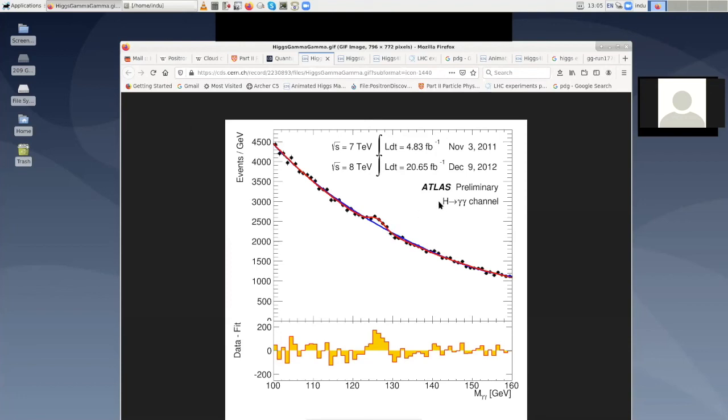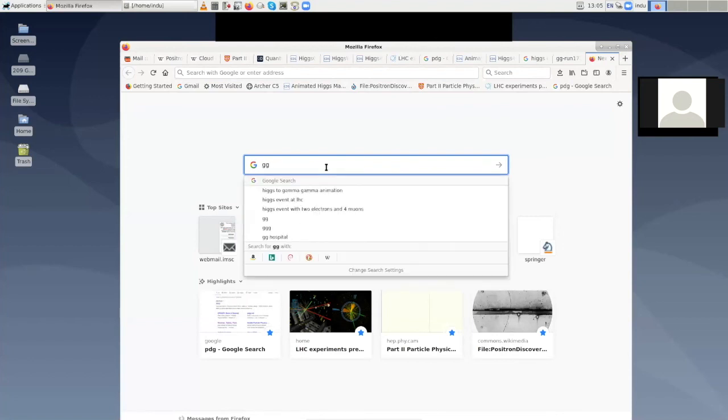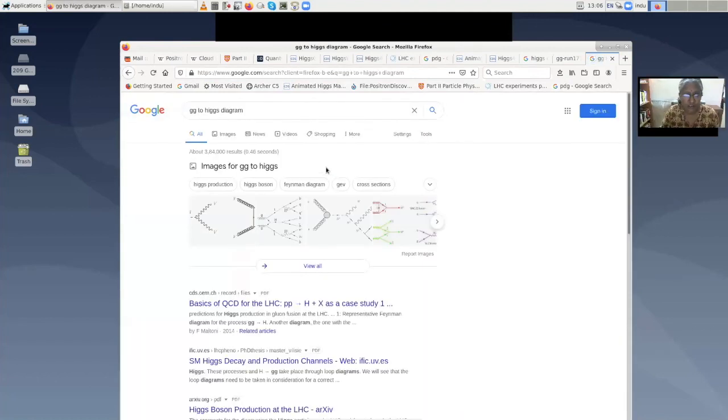The coupling is this. On the left-hand side you have pp goes to Higgs, right? How does pp go to Higgs? Let us say gg goes to Higgs. Here, the Higgs does not couple to the gluon directly because the Higgs couples to massive particles. So the Higgs will couple through a loop. Let me see if I can find a diagram.